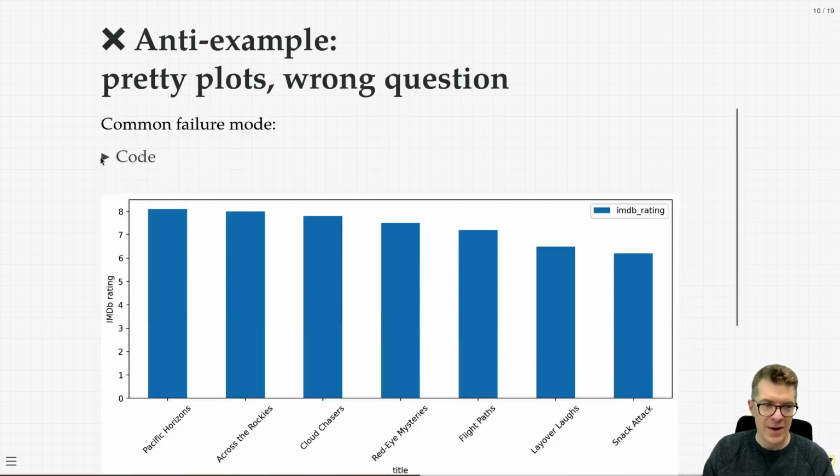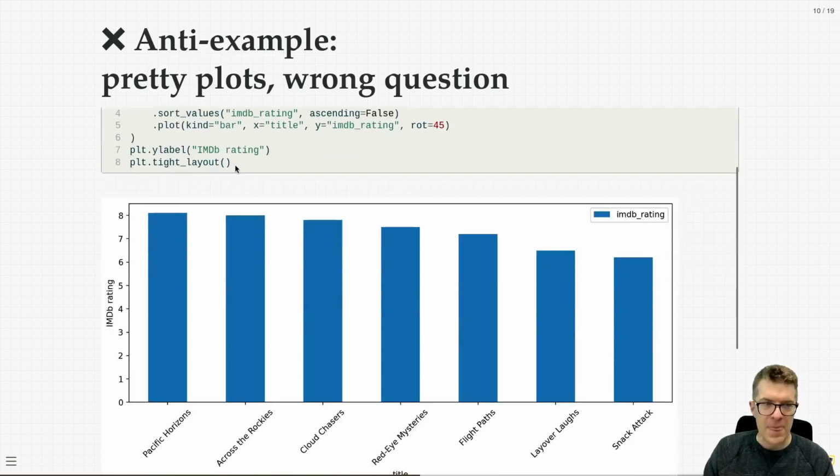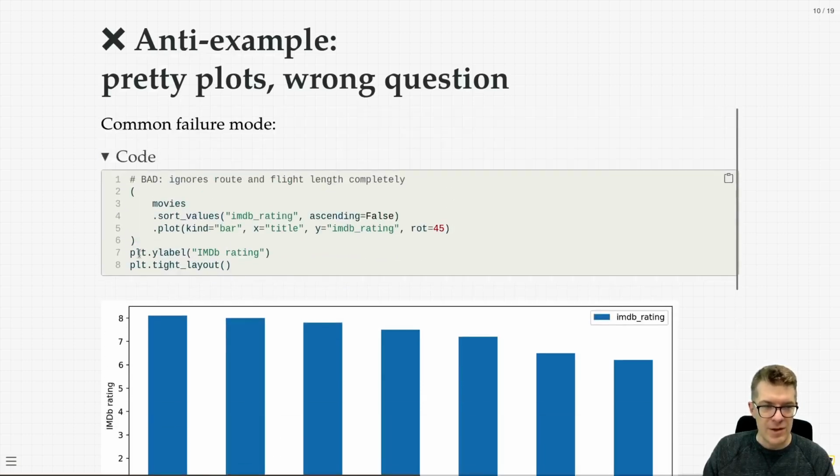Imagine you go ahead here and you take your movie data set, you sort your movies by the IMDb rating, you say ascending equals false, which basically means descending, so starting from the highest values and sorted down to the lowest values available. Plot it as a bar graph, provide a title, etc. Here's matplotlib.